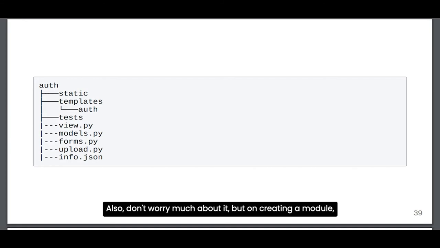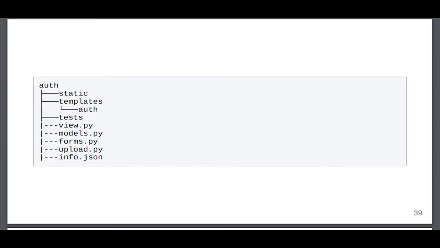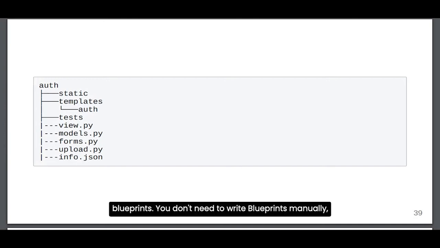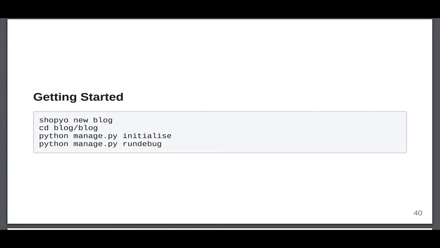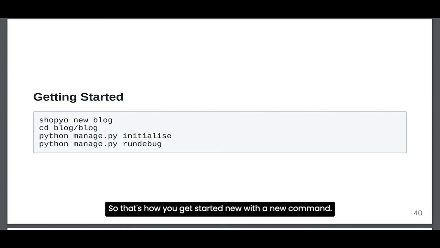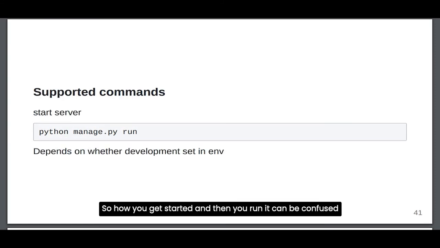On creating a module, all these files are created for you. And if you go to the auth endpoint, like if we were creating from scratch, the auth endpoint would already work. The big point is that you don't need to write blueprints manually. You don't need to register blueprints; it's done for you. So that's how you get started with a new command, and then you run.